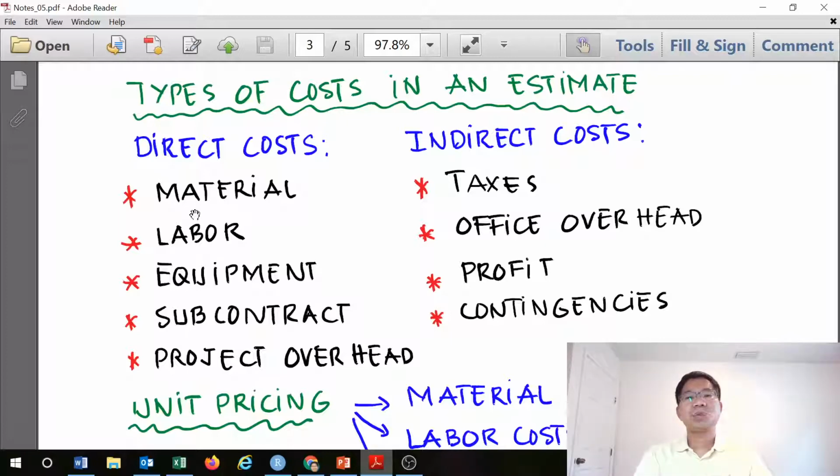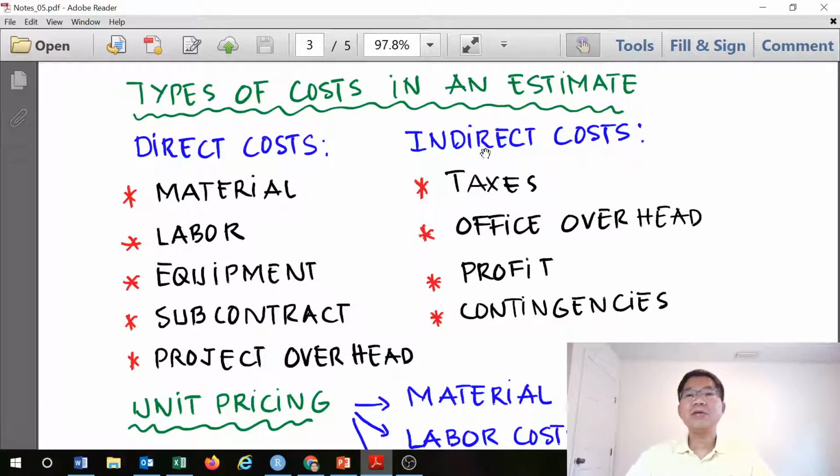Project overhead. What is project overhead? Any other expense, for example, telecommunication paid for on the project site, or the people that clean up the site. You can see they do not directly contribute to any specific physical product of the project, but they maintain it for the project. That is also project overhead, and that becomes a direct cost for the project. So those are the five components of the direct cost.